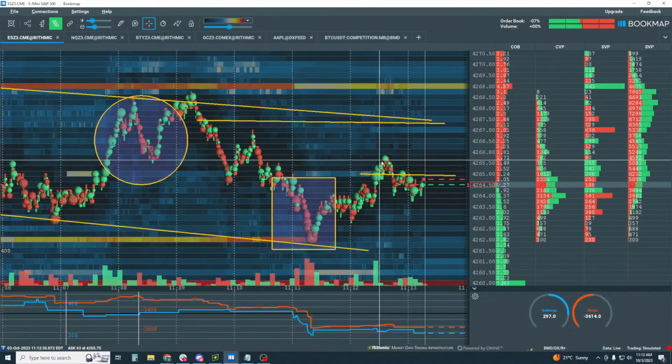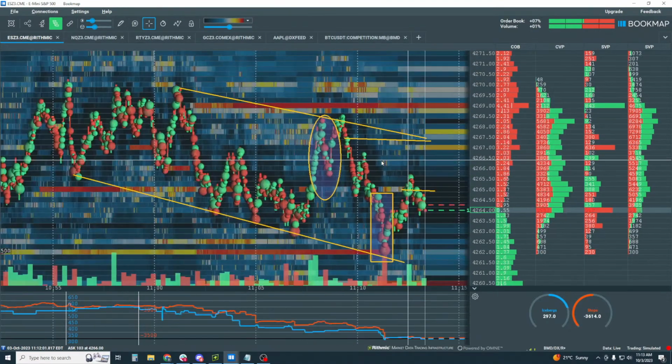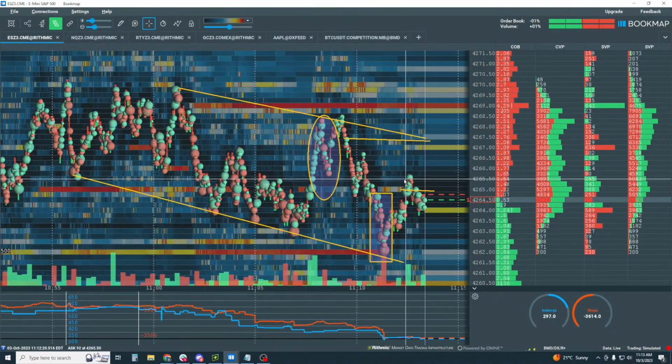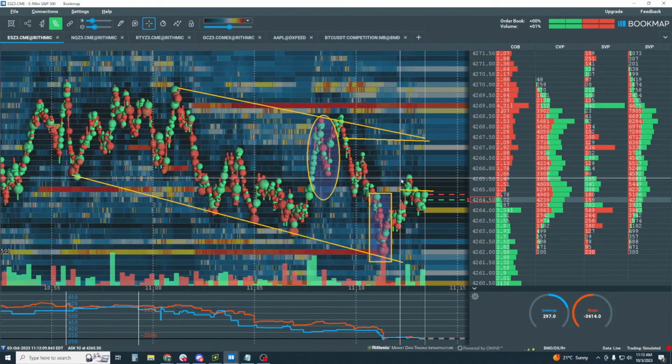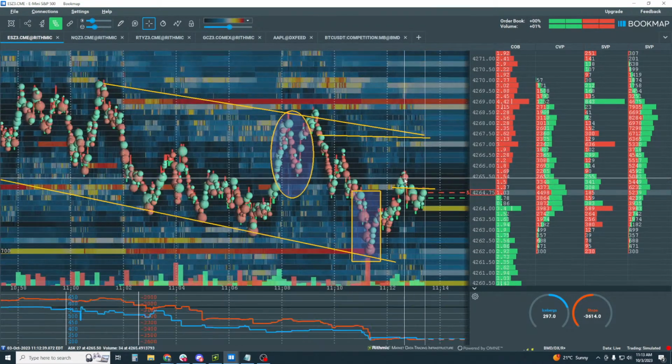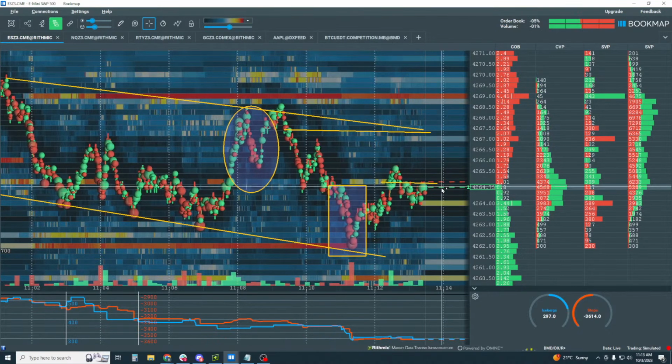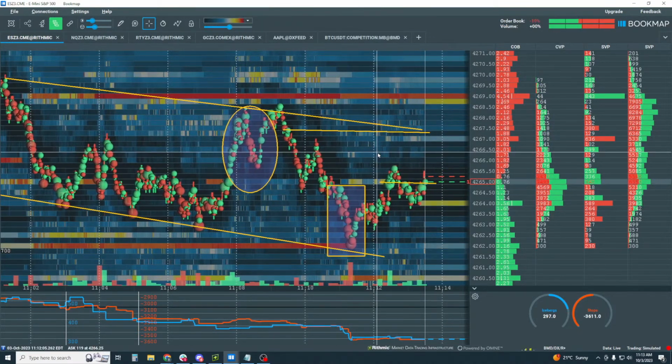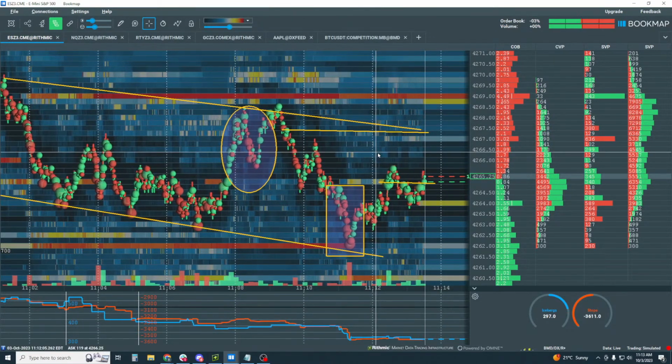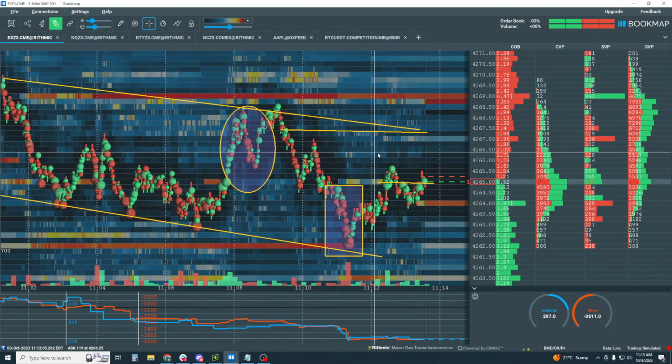It depends on the order book in here, or where the trapped sellers are. It depends on a lot of factors. Now, when we have a lot of those elements that support the idea, that's when it is higher probability for it to work out.